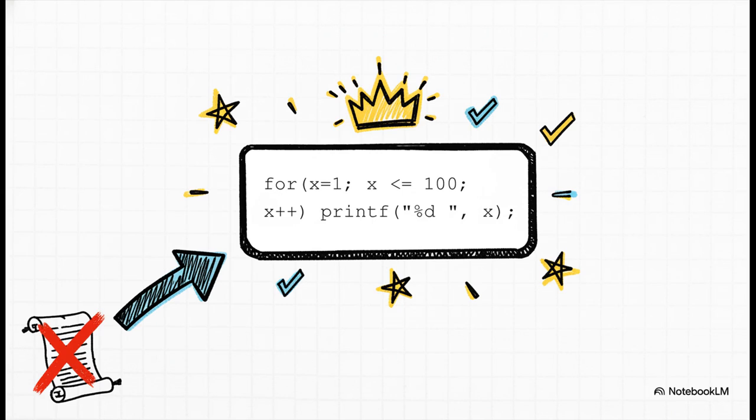And just look at how clean that is. Remember our original problem of printing something 100 times? This one line does it all. It sets x to 1, it runs as long as x is 100 or less, and it adds 1 to x every time. It's concise, it's easy to read, and it's just so efficient.